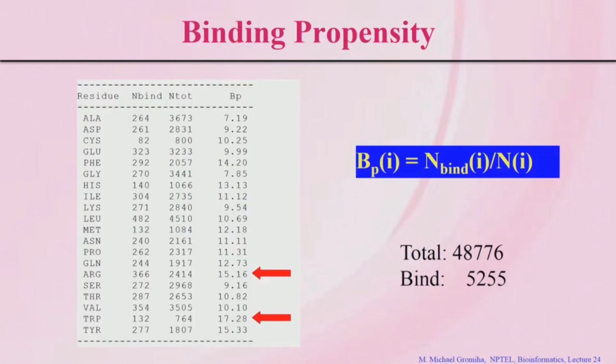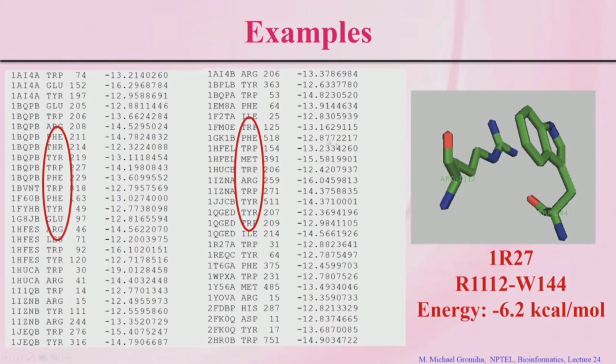Now I give you an example of how to get these interactions. Here these are the energy values with some residues, and if you look into the structures, for example, I show one example: this arginine 112 and this tryptophan 144. These two residues try to interact. They are interacting with an energy of minus 6.2 kilocalorie per mole. This is the positive charge and this is the aromatic ring, so they are making a set of interactions. Which interaction do they make? Cation-pi interactions. This is the pi system, this is the positive charge, so they make cation-pi interactions.